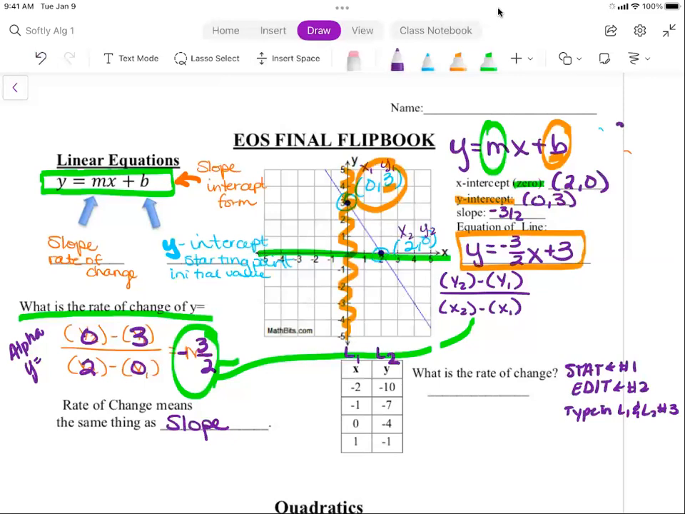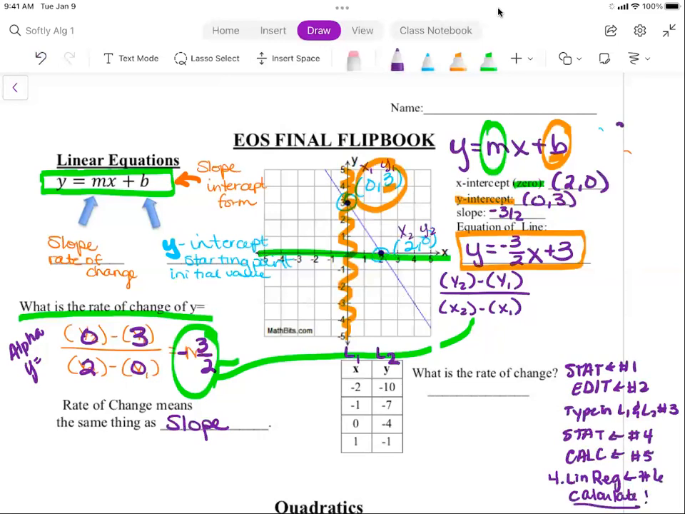Then I'm going to hit stat again. That's step 4. Then I'm going to go over to calc. Calc is step 5. Y'all remember this. We did this over and over and over. Then what do we go down to? You're right. We're going down to LinReg. LinReg, that's step number 6. And then all I've got to do is calculate. That's my last step.